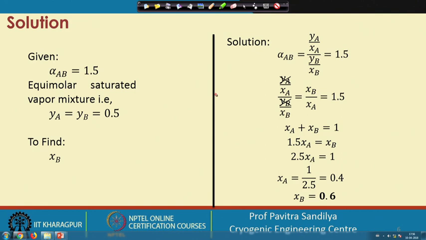You never write 1.5 XA equal to XB, you write XB equal to 1.5 XA.